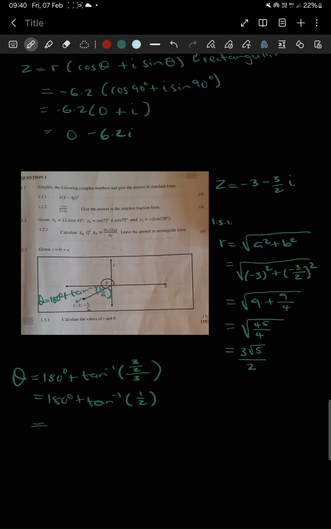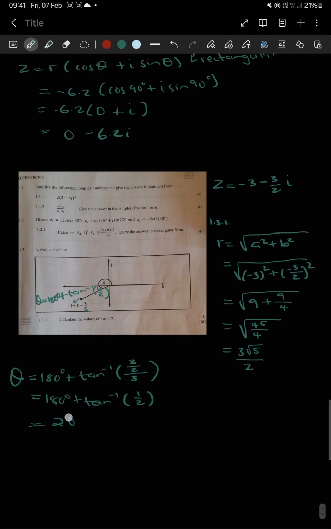Okay, this is okay. I'm tempted to go deeper, but I don't want to go deeper. So the answer gives you 206,565 degrees. That's your 15 marks done. Please stay tuned for our next lesson tackling question 2 of the paper.